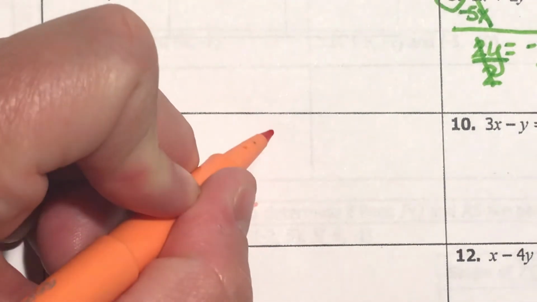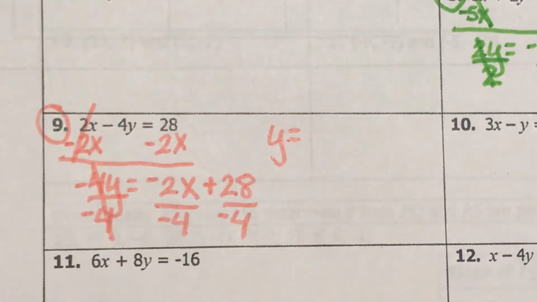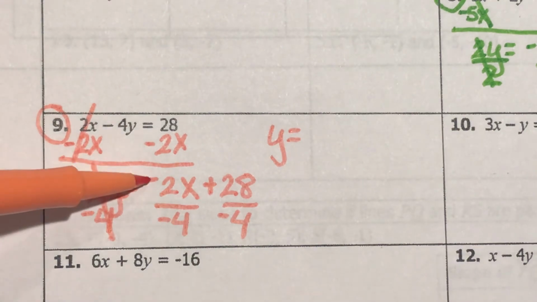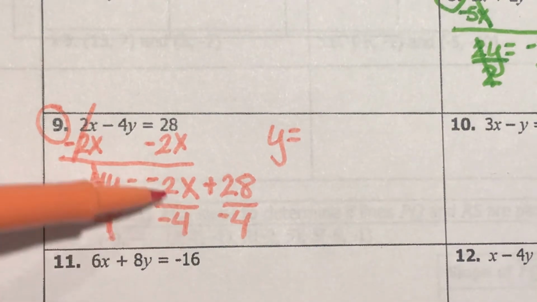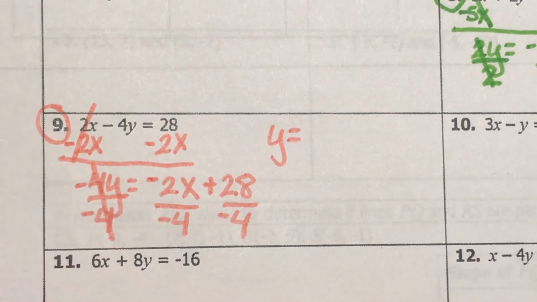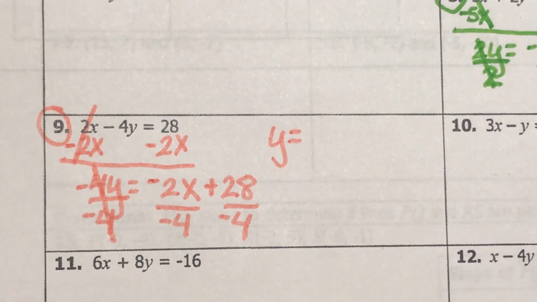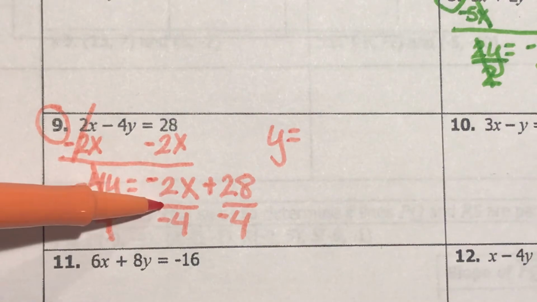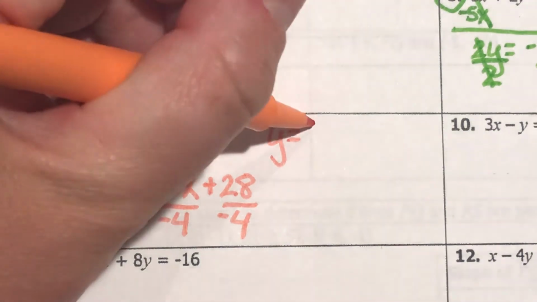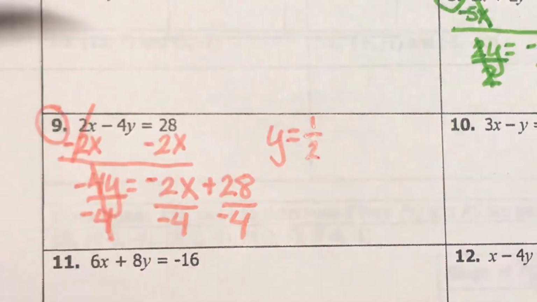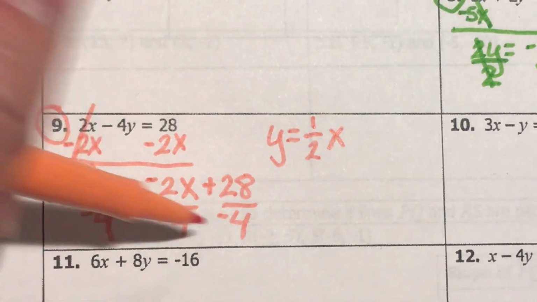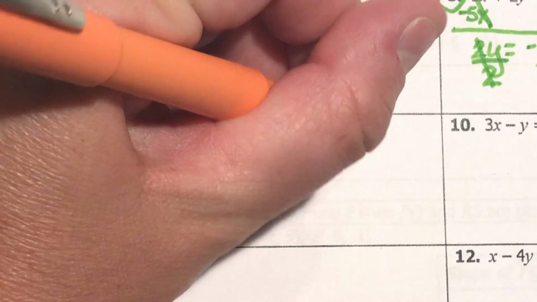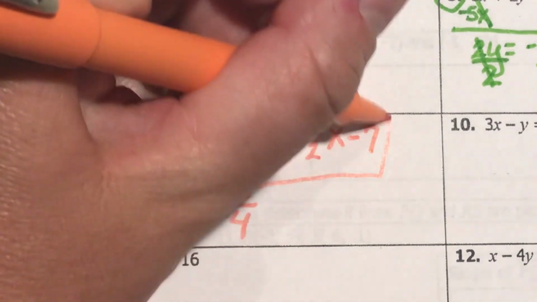So now I'm left with y equals, and this is where you have to be careful. Negative 2 divided by negative 4. A negative divided by a negative is a positive. So we're going to have a positive slope. 2 over 4 reduces to 1 over 2 x. Positive 28 divided by a negative 4 is a negative 7. So there's my equation.